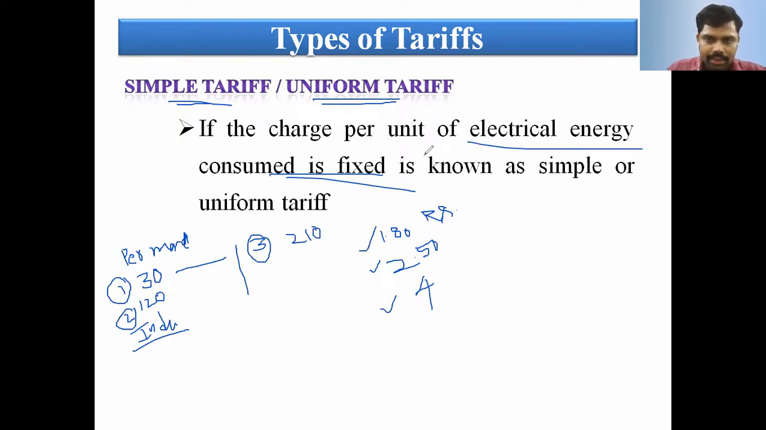The advantage is the calculation is very, very simple, and any person can easily understand. Any person can easily calculate it. How many units are utilized in the particular month, how much we need to pay to the electricity board. The calculation is simple and understanding is also very easy.